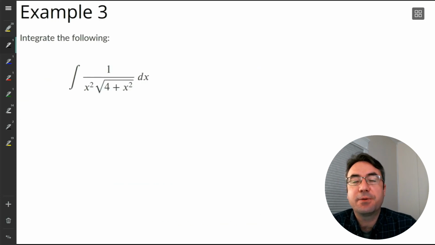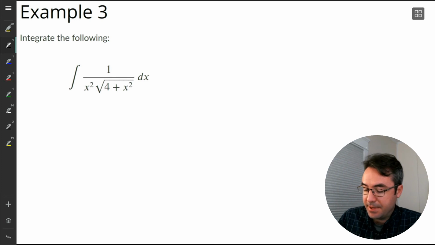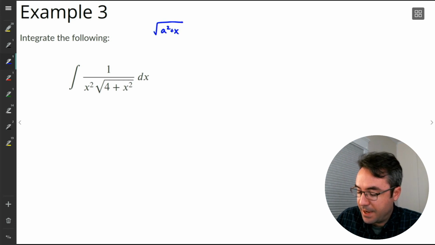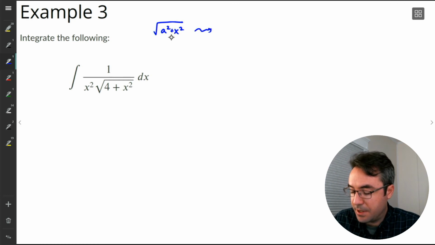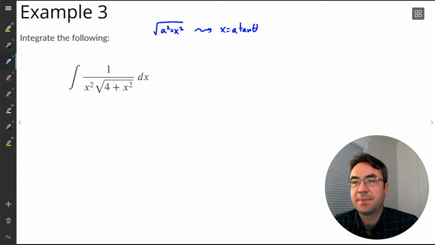Let's look at example 3, and here we're going to integrate 1 over x squared times the square root of 4 plus x squared. And when we look at this, we're seeing a square root term of the form a squared plus x squared. And when there's a plus there, that's our tangent one. So we're going to let x equal a times tan theta. And the way I remember it is the plus matches up with the t. The t kind of looks like a plus. So there we go.